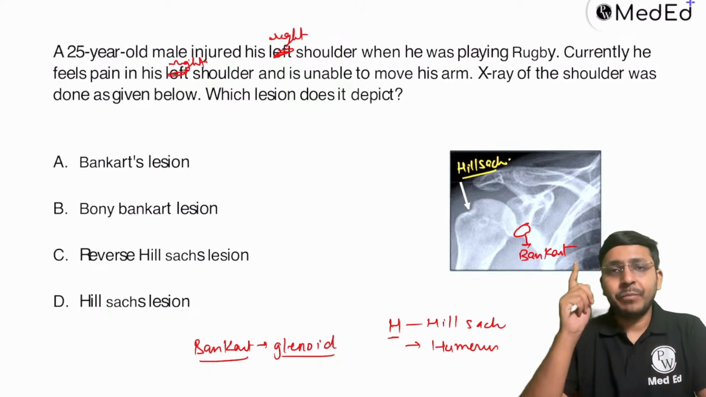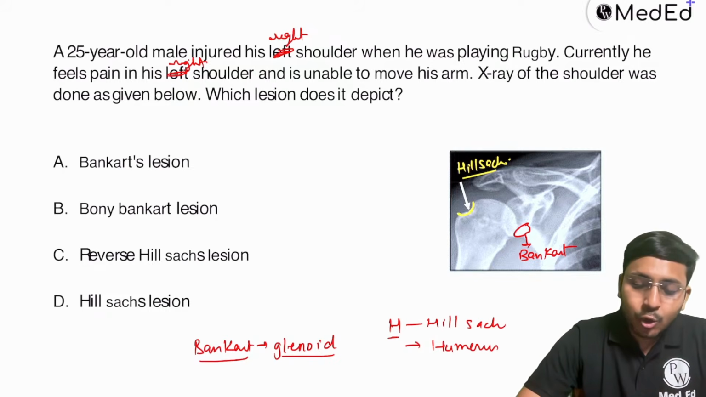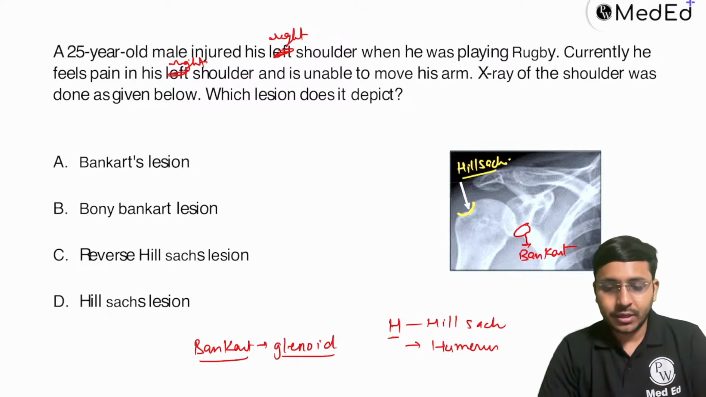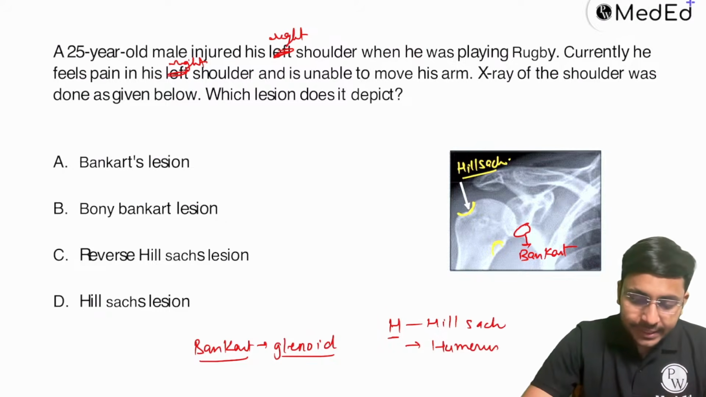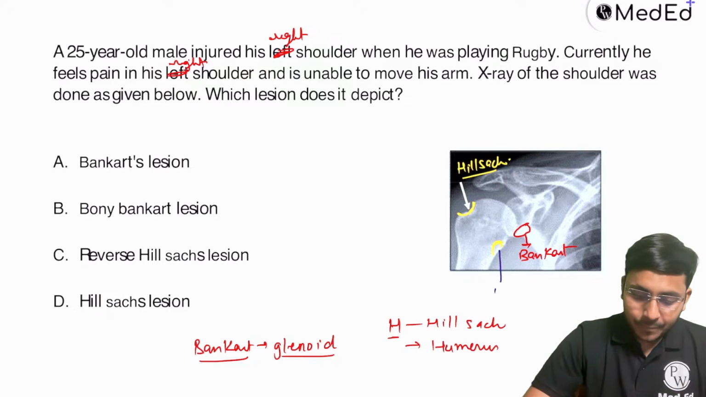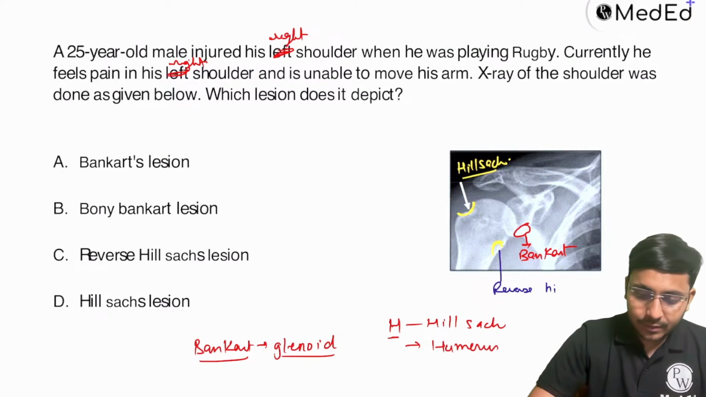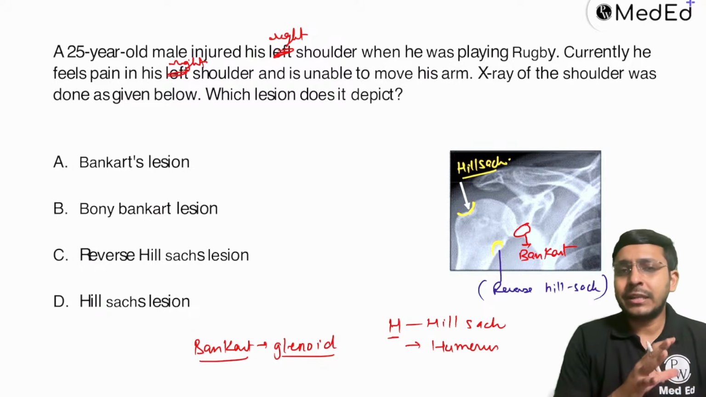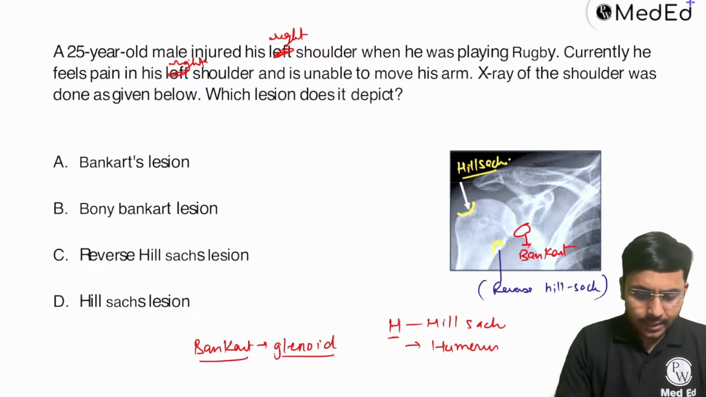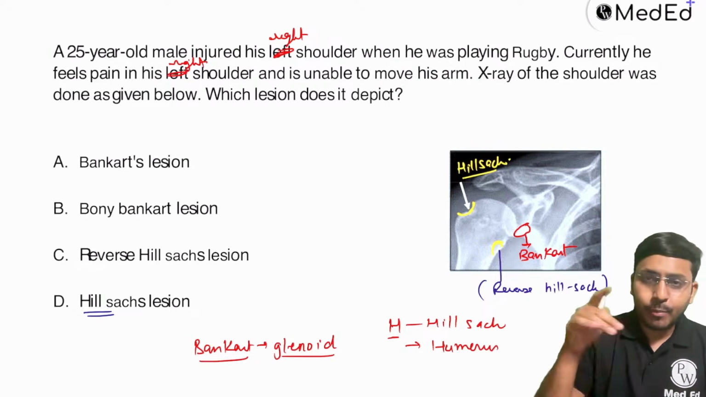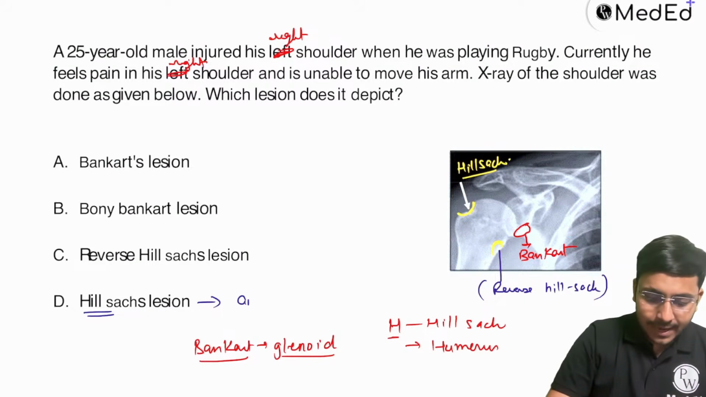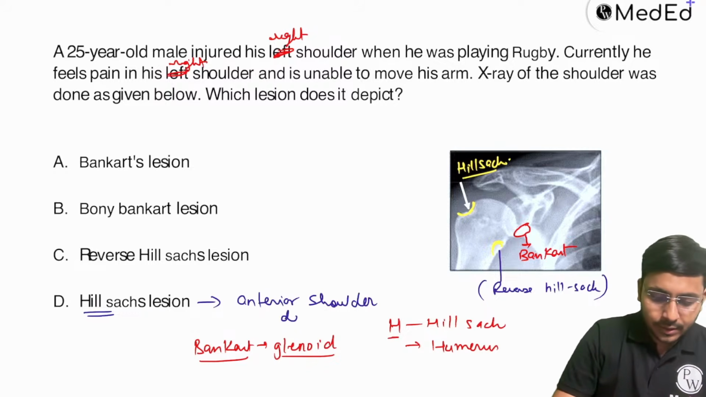It can happen at two places on the humerus. If it happens on the posterior superior aspect, it is known as a Hill-Sachs lesion. If it happens in the anterior inferior aspect, this is known as a reverse Hill-Sachs. And I'll show you why these two lesions occur in these two places. Right? So Hill-Sachs occurs on the top of the humerus, and this happens in anterior shoulder dislocation.